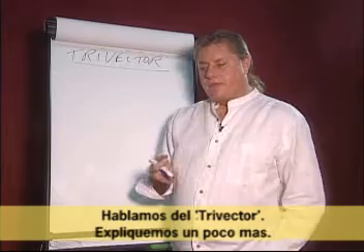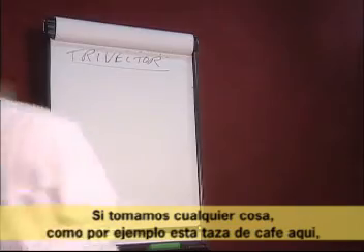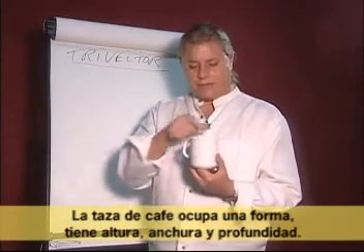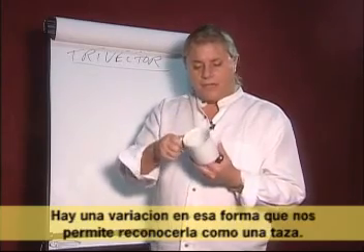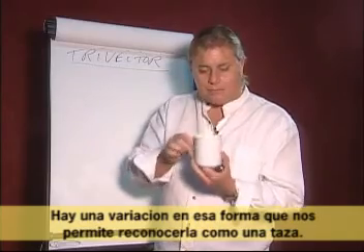We talk a lot about the Trivector. Let's just explain that a little bit more. If we take any item, such as the coffee cup here, the coffee cup occupies a shape. It has a height, a width, and a breadth. It has a variation in that shape that allows us to recognize it as a cup.